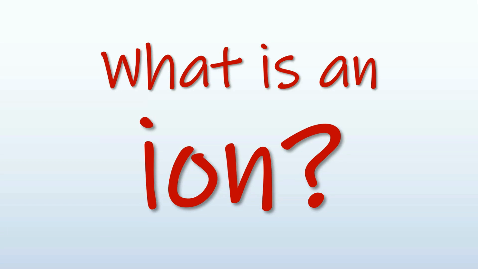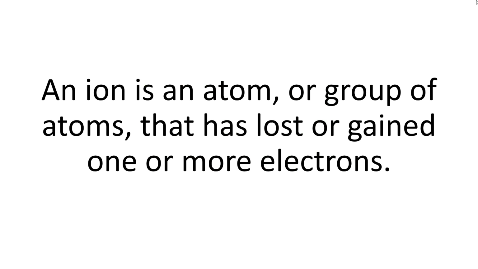Okay, let's have a very brief look at what an ion is. Essentially, an ion is an atom or group of atoms that has lost or gained one or more electrons. Now, a lot of people will say it's an atom that has lost or gained electrons. That's one type of ion, but it could actually be a group of atoms, as we will see. Let's have a look at a quick example.